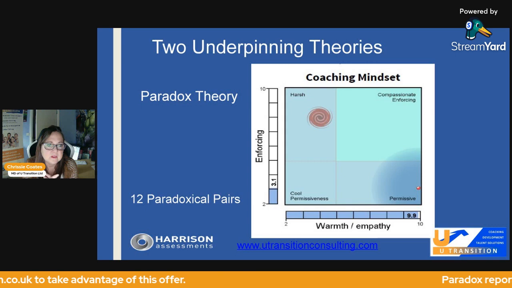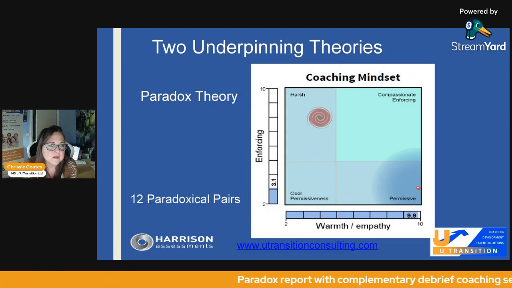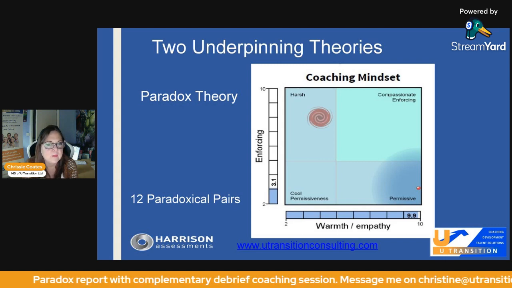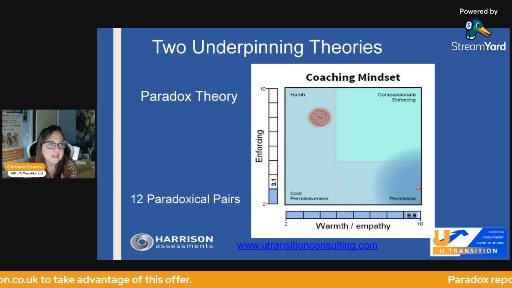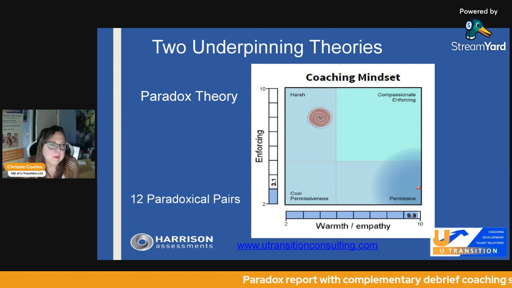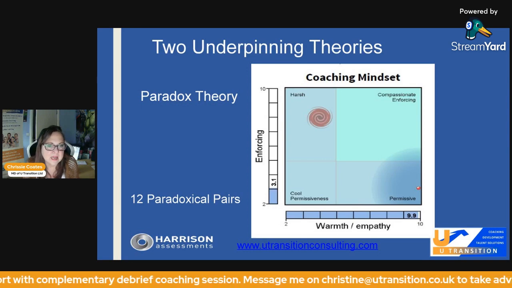So what you can see on the screen there, we're measuring two traits. In this instance, on the vertical axis, we've got enforcing. That's about being able to hold people to account, to apply rules, processes, procedures, set standards. And then across the horizontal axis, we've got warmth and empathy. So can we use warmth and empathy? Can we be empathetic? Can we demonstrate warmth in the delivery of that holding people to account?